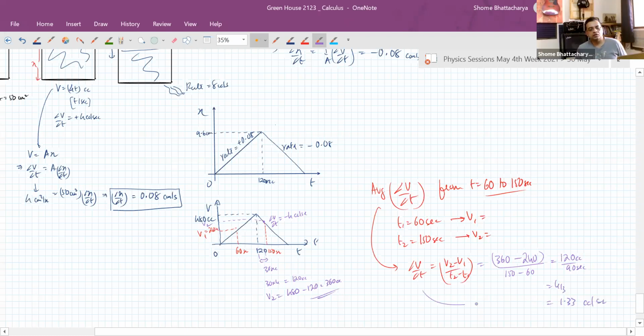This is our average rate of change. So, have you now understood how we correlate the average rate of change formula, which we've seen today in functions and graphs, with practical problems like this?